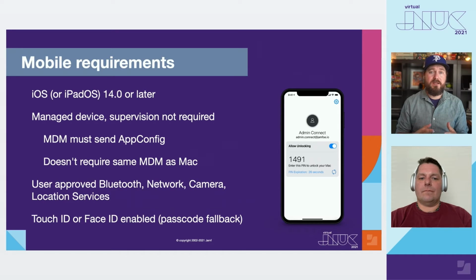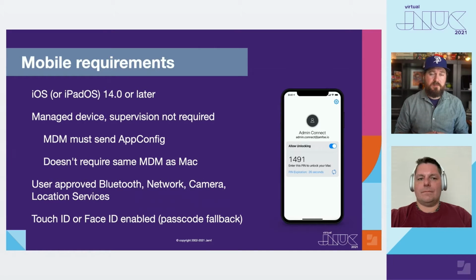The reason for that is that we want to have managed app config for the application on your device, to be able to tell the device which identity provider a user has to authenticate to go through the entire pairing process. The device itself doesn't have to be supervised. The MDM that's used to push the managed app configuration does not have to be the same as the management system that's being used for the Mac. We're just looking for a way to deliver that configuration to the app as it's installed.